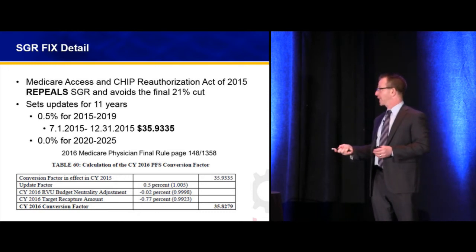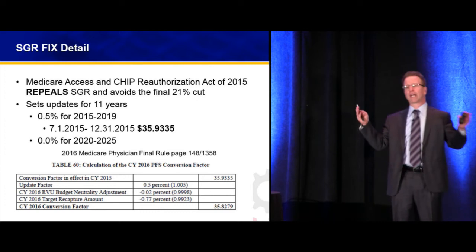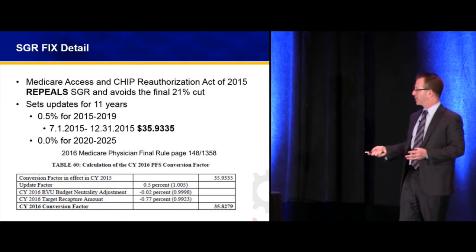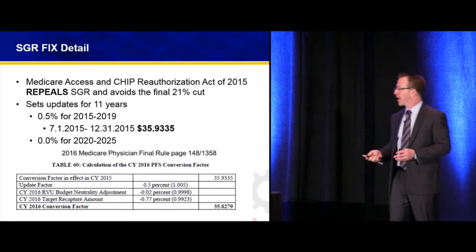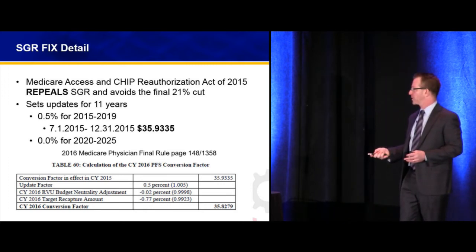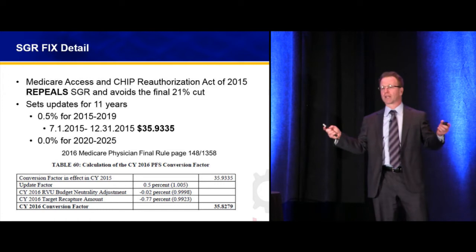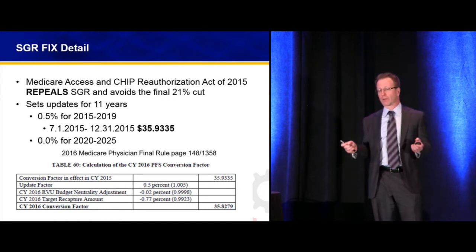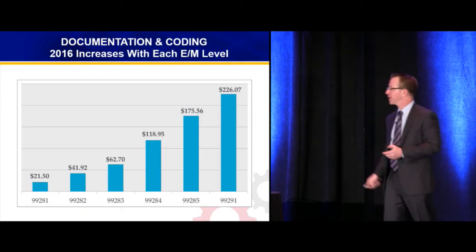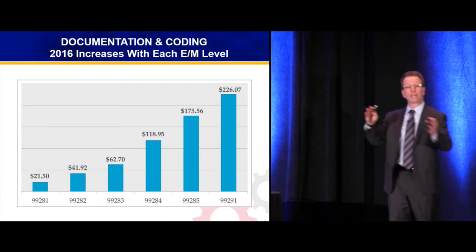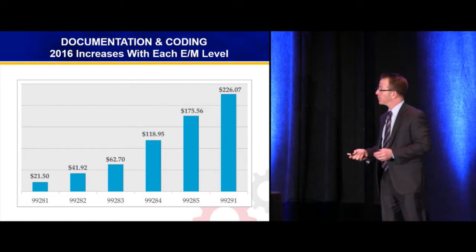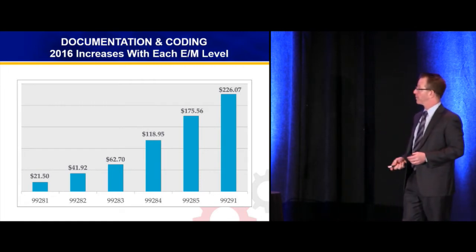And for those who really like the data, Table 60 of the Medicare Physician Fee Schedule Final Rule gives the detail of how we got to the January 1st, 2016 conversion factor. There are a couple of technical adjustments here. 35.8279, that's Medicare's payment per RVU. You put that along with the RVUs that we showed for the 2016 published values, and here is what Medicare pays per code.